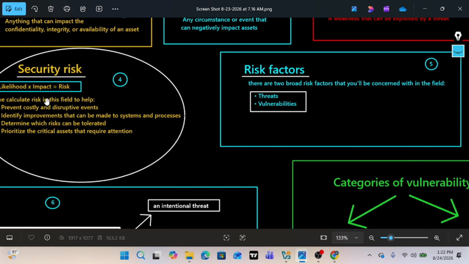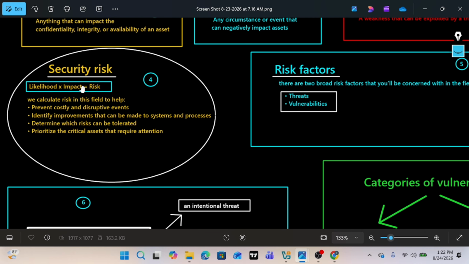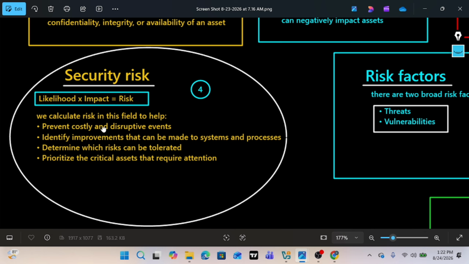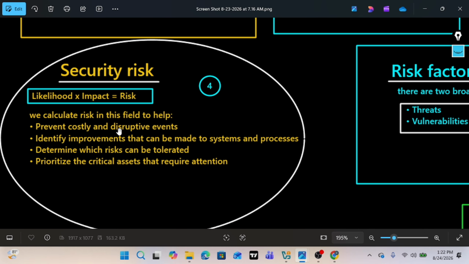Right. So now, risk, security risk. This is slide number 4. Okay, that's the third slide here. Security risk. To get risk, we're going to see likelihood. Likelihood times impact is what we call risk. We calculate risk in this field of cybersecurity in order to help us prevent costly and disruptive events. And we also do this in order to identify improvements that can be made to systems and processes, and to determine which risk can be tolerated and prioritize critical assets that require attention.